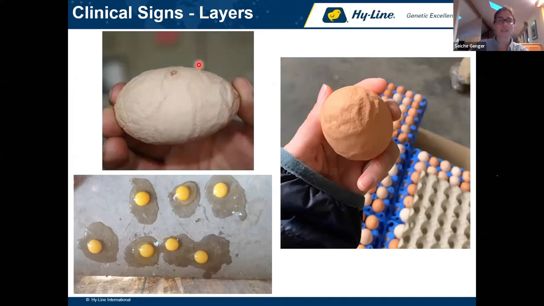This is what those eggs are going to look like. So this is a wrinkled egg. You can see the shell is really rough. It has an odd shape to it. It's not totally appropriate, and it just is not a high quality egg.